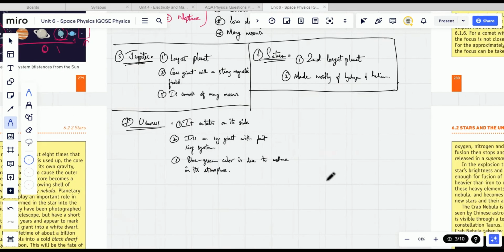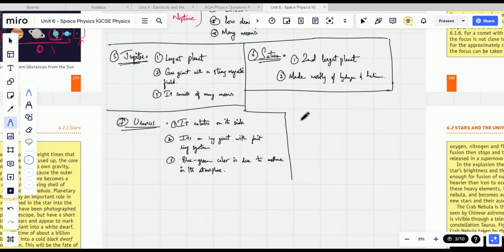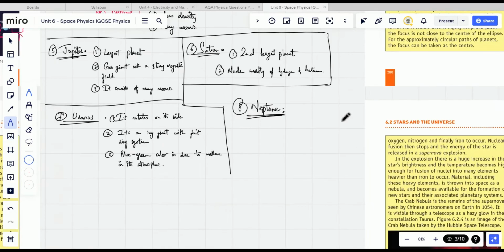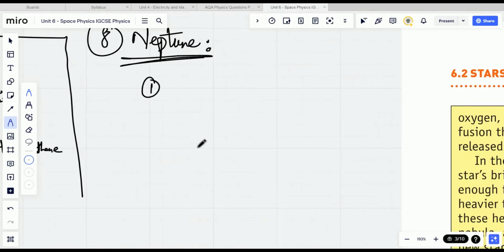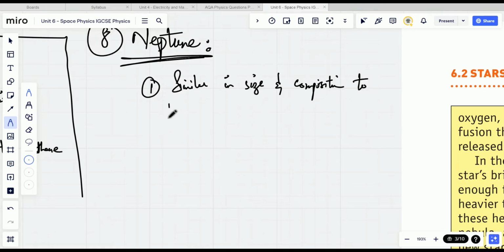All right, now the last part is going to be Neptune. Let's finish this part. Okay, so it's almost similar in size and composition to Uranus, and it has the strongest winds in the solar system as it is very far from the sun as well.